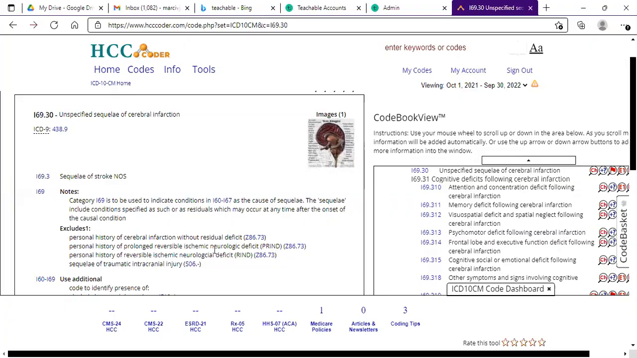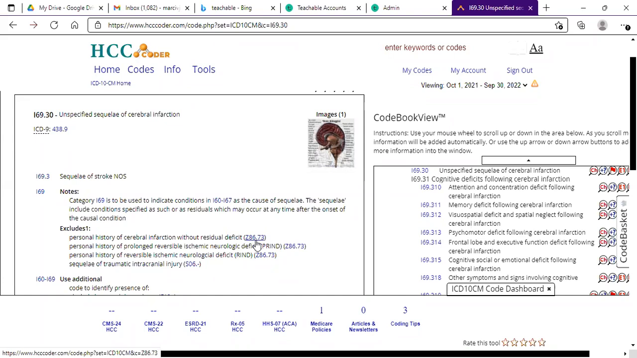That's why we cannot use these codes together. This Z code is saying there's nothing wrong with you, but this I code is saying there is something wrong with you. So we can't have a code on the same claim that says something is wrong with you and one that says nothing is wrong with you.